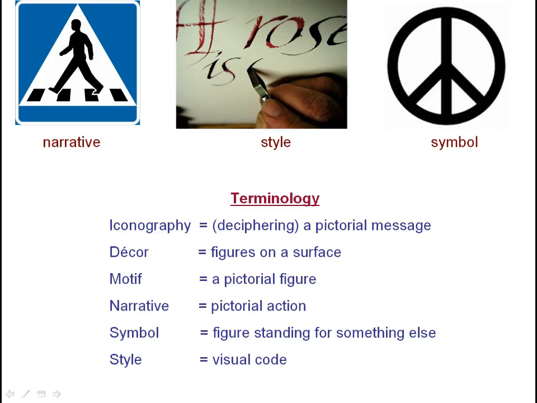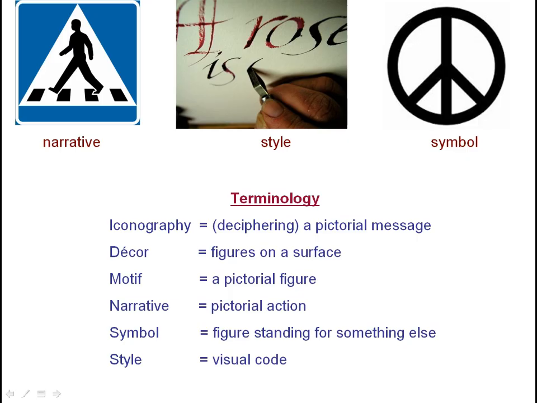The terms that you usually hear when we talk about Viking Age art is decor, which means pictorial representations on a surface. It's a quite neutral term, and so is the term motif, which just means a pictorial figure. Narrative I already explained to you, and symbol are usually two different things, even though archaeologists in their daily lingo tend to mix these things a little bit up, which can make it kind of confusing when you read the literature.